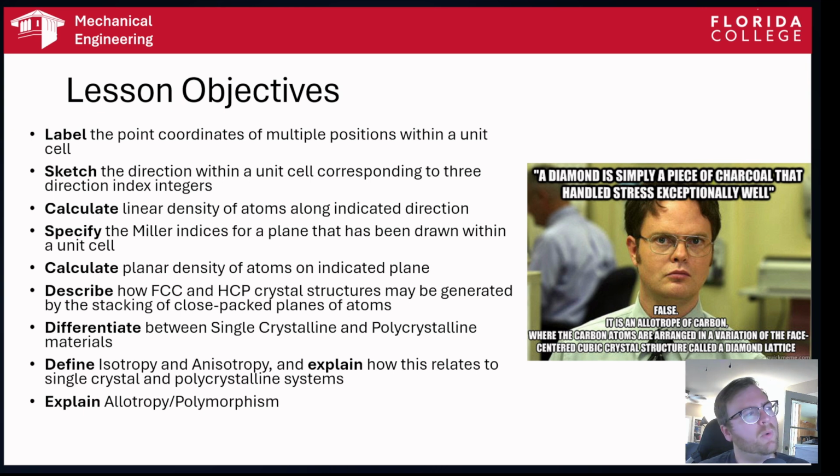We're going to label point coordinates of multiple positions in a unit cell. We're going to sketch the direction within a unit cell corresponding to 3 direction index integers. We're going to calculate linear density of atoms along an indicated direction. Specify the Miller indices for a plane that has been drawn within a unit cell. Calculate planar density of atoms on an indicated plane. Describe how FCC and HCP crystal structures may be generated by the stacking of close-packed planes of atoms.